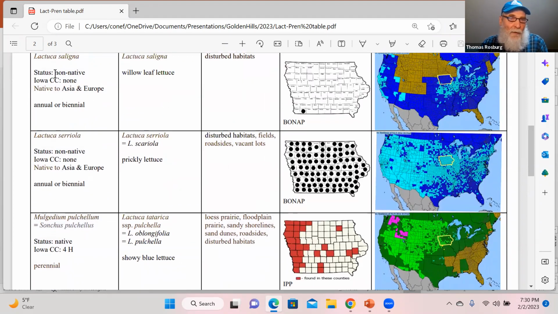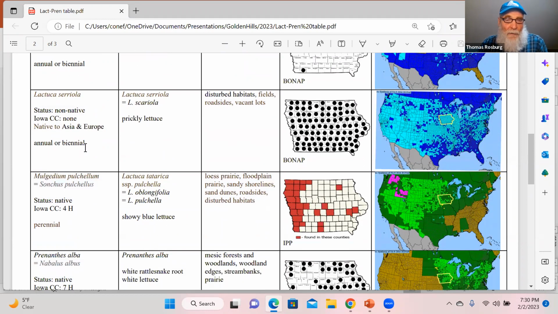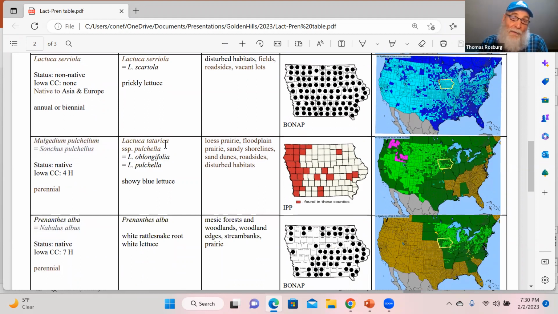Oh, the other thing I'm putting over here in this first column also is the lifespan, as you can see here. Then we have the one that in the checklist of Iowa plants in Isely and Rosa is Lactuca tatarica. It also goes by other names, Lactuca oblongifolia or Lactuca pulchella. Those are other synonyms that again use Lactuca as the genus.